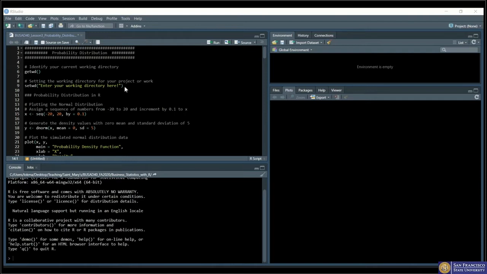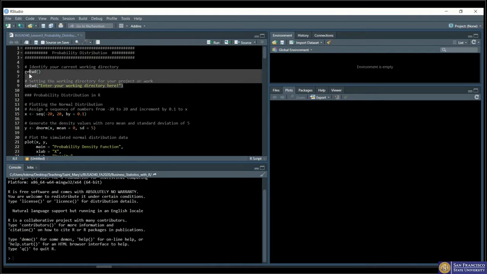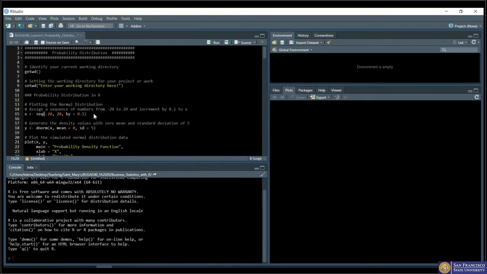Just like the previous classes, if you haven't set up your working directory yet, please do so. The code is right there. We will begin with something nice to visualize.